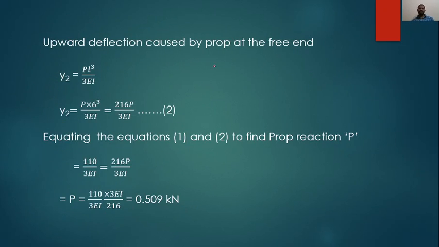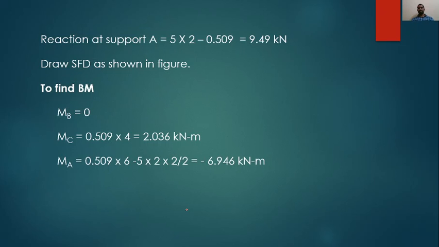Now the upward deflection caused by the prop at the free end, let it be y2. Due to the prop we have P L cube by 3EI, and therefore L is 6, you can substitute 216 P by 3EI, this is let us say 2. Now we need to equate 1 and 2 in order to calculate the prop reaction, and therefore by equating those two and solving for P, we'll get 0.509 kilonewton as the prop reaction.